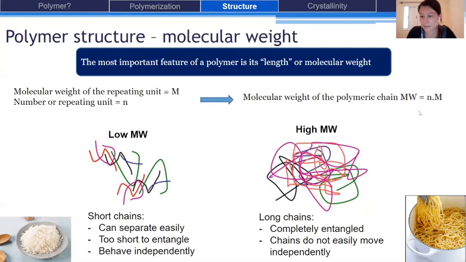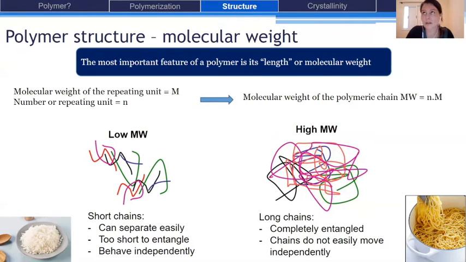of the repeating units. And so, depending on the polymerization conditions and how we control the polymerization step, we can control the size of the polymeric chains. So we can control the molecular weight. The low molecular weight polymers, as represented on the left, mean that we have short chains. We can separate them easily. They are too short to entangle, so they won't entangle one with another, and so they will behave independently.